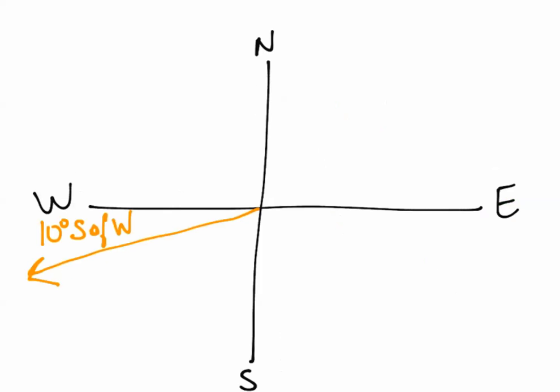Our last example is between west and south, and our vector has a measure of 10 degrees south of west. So we haven't made it all the way to the west. In fact, we are 10 degrees below that, which gives us a bearing measure of 260 degrees.